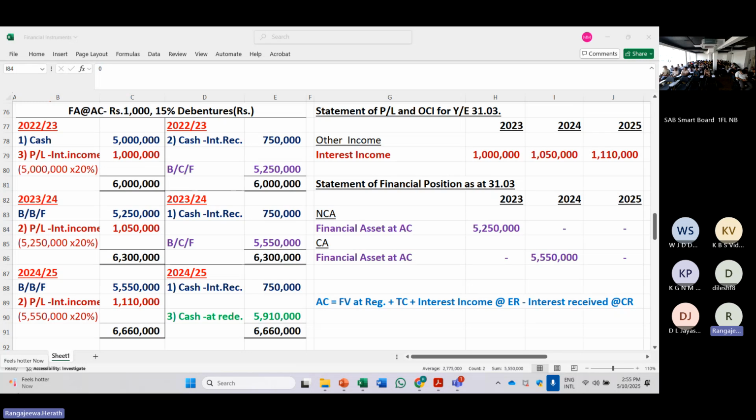Accounting for financial assets at fair value through P&L. When you take it separately, it's not that difficult. Accounting for financial assets at fair value through OCI, right? Now this is accounting for financial assets at amortized cost.